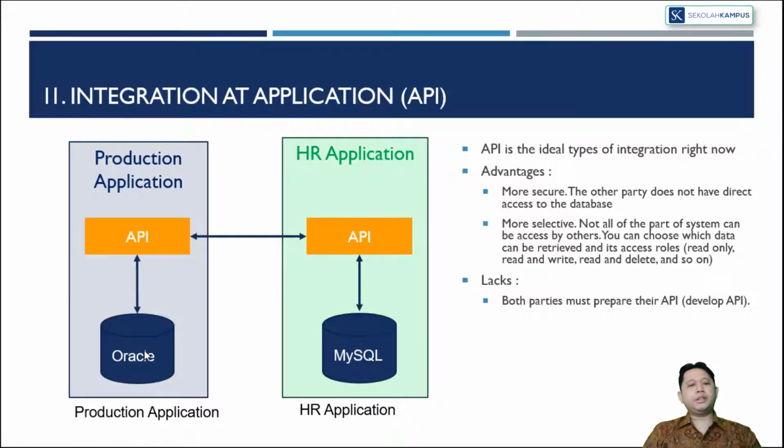As we can see here, this is the ideal model, or the typical model, for application integration, called API, application programming interface. The communication is between API and API, and then each API can communicate with its internal database. We can say that API is the ideal type of integration right now because it has many advantages.